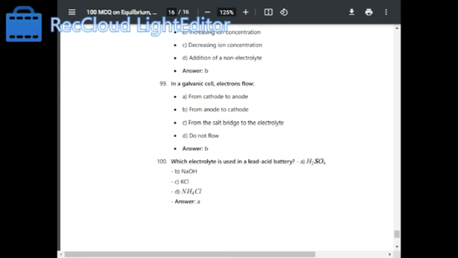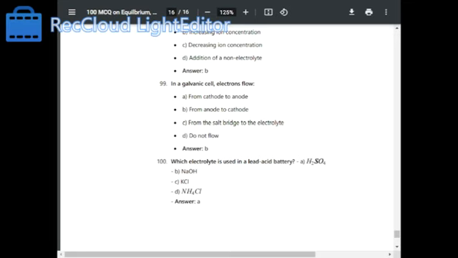Question number 99. In a galvanic cell, electrons flow: option A from cathode to anode, option B from anode to cathode, option C from salt bridge to electrolyte, option D don't flow. The correct answer is B, from anode to cathode. In a galvanic cell, the electrons flow from anode to cathode. Option B is correct.